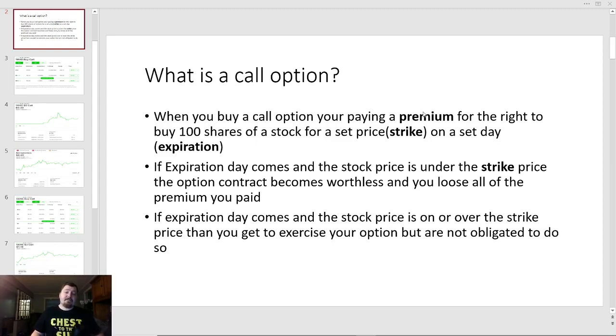So basically, the premium is just the price. The strike price is the agreed price, the price agreed upon. And then the expiration day is just the day the contract expires. So let's dive into some examples of this.